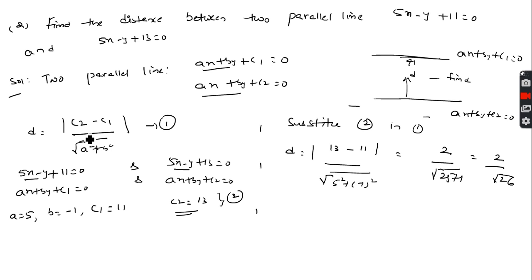Therefore, what is the formula for distance? The distance equals modulus of c2 minus c1 by root of a square plus b square. We compare the first equation 5x minus y plus 11 equal to 0 and get a equal to 5, b equal to minus 1 and c1 equal to 11. Similarly, c2 equal to 13. Substituting 2 in 1, we get d equal to 2 by root 26.